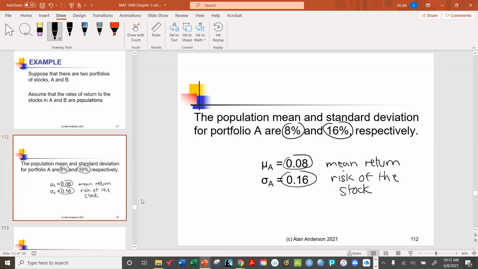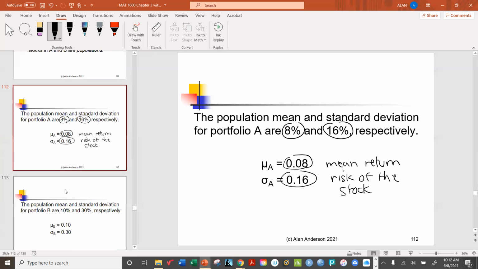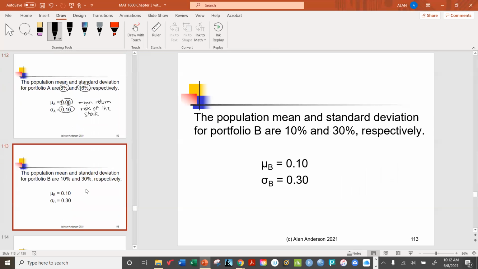Now, what about portfolio B? Well, we're going to see with portfolio B that both numbers are higher. All right, so here we have 10 and 30%. Now, if you notice, let me just write this over here so you can see it again.